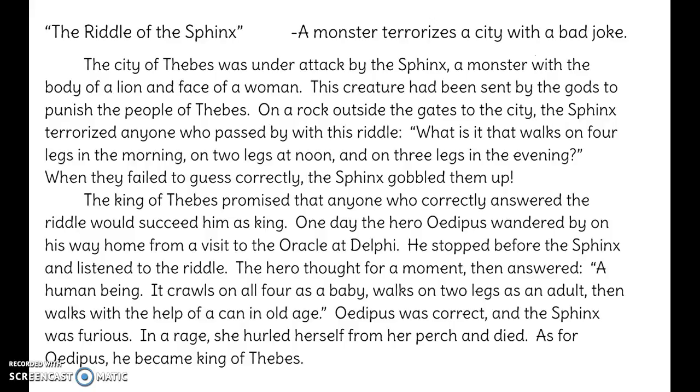So the city of Thebes was under attack by the Sphinx, a monster with the body of a lion and face of a woman. So we're going to start by looking for some prepositions. I see of, looking for a noun after it, of Thebes. Under attack. By the Sphinx, shows where it's located. A monster with the body of a lion and face of a woman. I see with the body, of a lion, and of again, of a face.